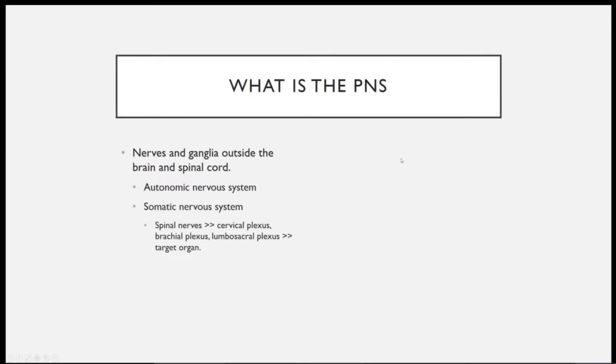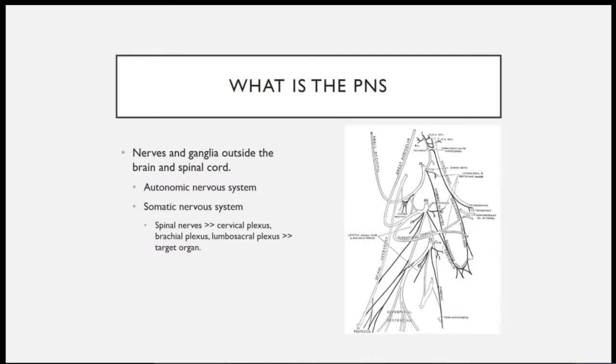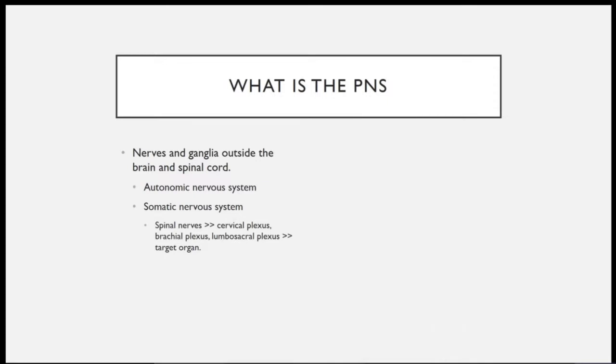So when we think about the peripheral nervous system, this goes back to basic anatomy in first year medical school, but we think of nerves and ganglia outside the brain and spinal cord. And this involves both the autonomic nervous system and also the somatic nervous system. Most of the time when we're dealing with nerve injuries, we're dealing with the somatic nervous system. This is composed of spinal nerves that come together in different types of plexus in different areas of the body. This could be the cervical plexus, or the brachial plexus, or the lumbosacral plexus. We deal with injuries to all these areas, and then they, of course, go on to their target organ.